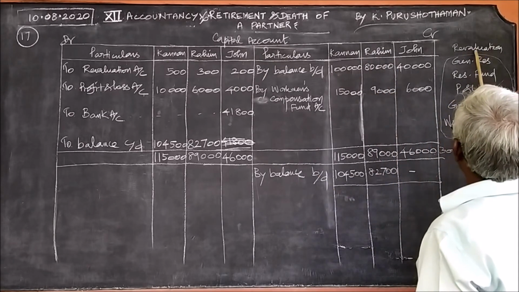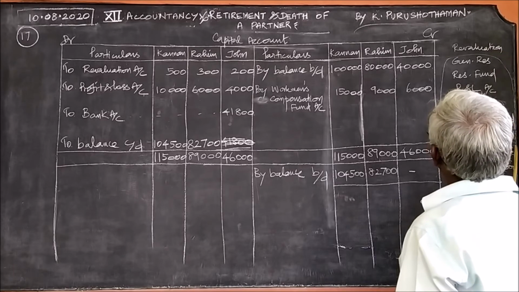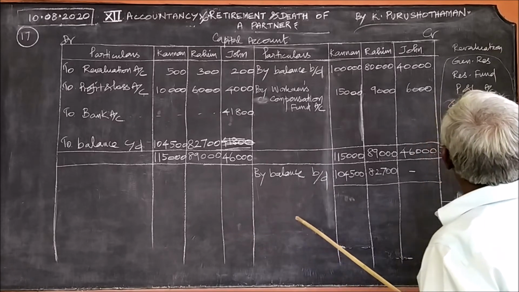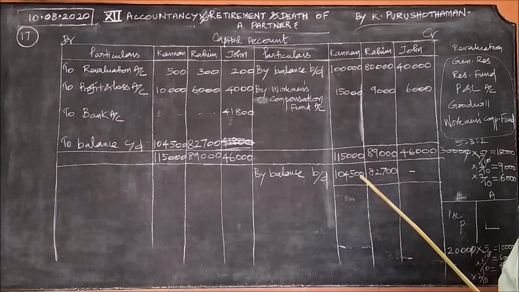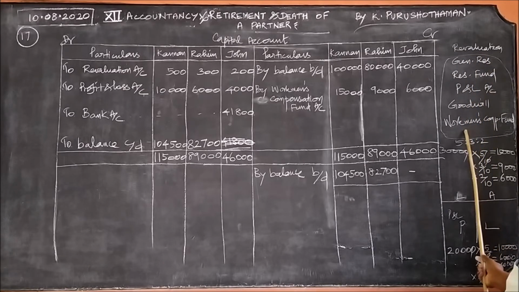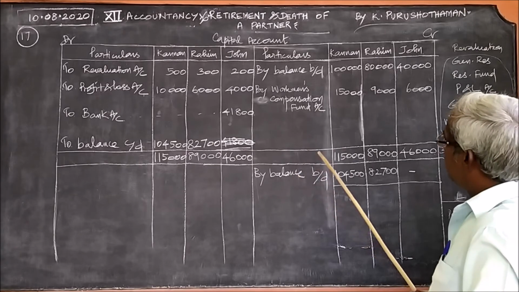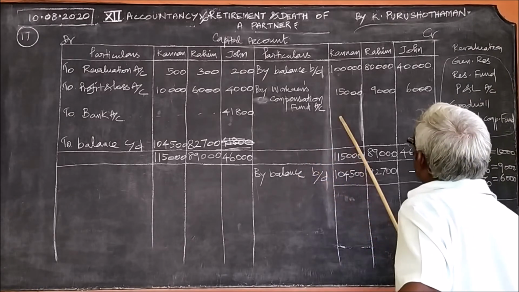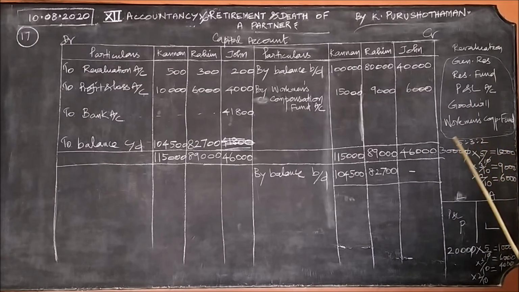Then after writing this, we should consider 1, 2, 3, 4, 5. These 4 items we should consider. Then, what are the items given here? Out of this: general reserve, reserve fund, profit and loss account, goodwill, workmen's compensation fund. Workmen's compensation fund is given and the profit and loss account is given. Using these two, we should pass entries. Workmen's compensation fund amount is 30,000. That should be divided in the ratio 5:3:2. We have written it.